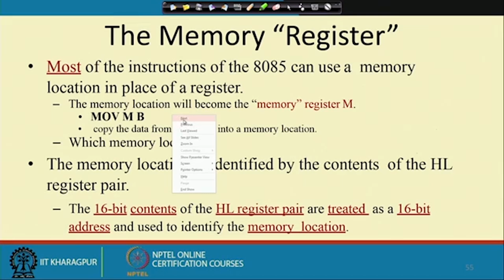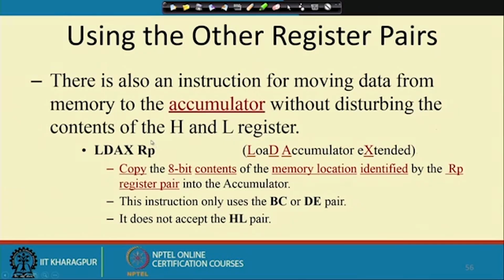So, if you want to use some other register pair as the pointer, you can do that by using this LDAX instruction. LDAX RP means load accumulator extended, whose location is pointed to by this RP. So, you can have LDAX B or LDAX D.